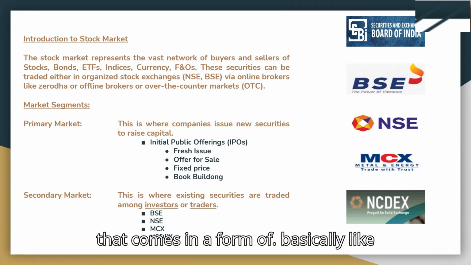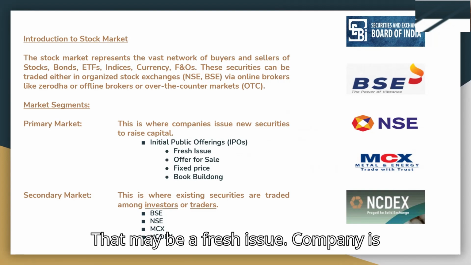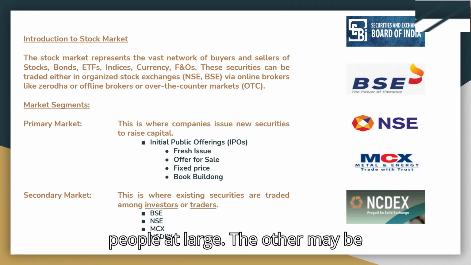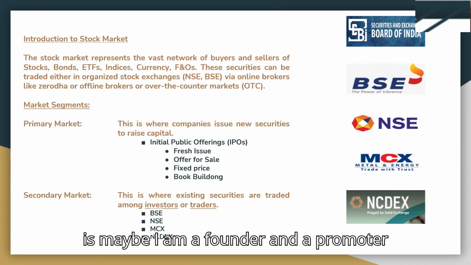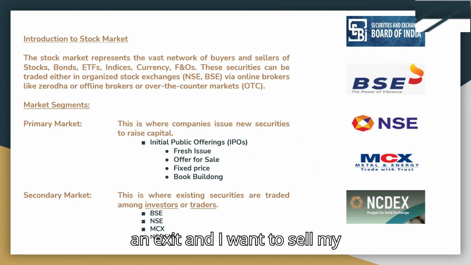Now that comes in the form of, most commonly, an initial public offering. That may be a fresh issue: the company is bringing new stocks and selling them to the people at large. The other may be an offer for sale. That is, maybe I am a founder and promoter of the company, and I would like to take an exit, and I want to sell my stocks or security.